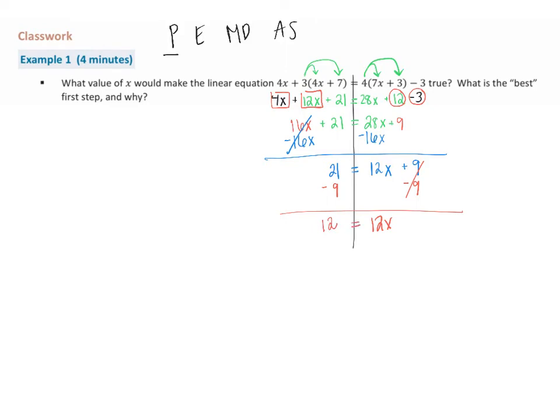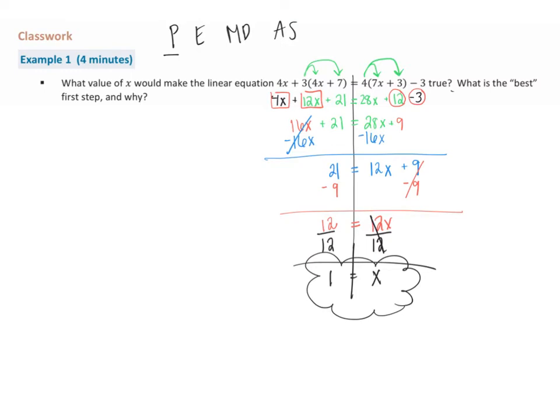And I'm down to my last step here, which is to divide, get my variable completely by itself. Right now it's being multiplied by 12, so I will divide by 12. When I do that, 12 divided by 12 is 1. And over here it cancels, and I'm left with x. So x equals 1. That's my final answer. I could check it by plugging it in.